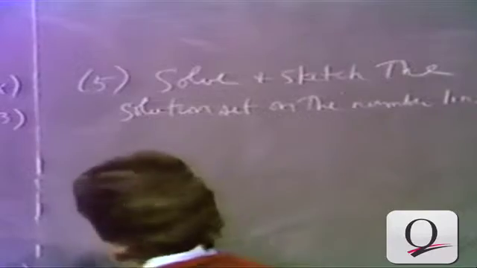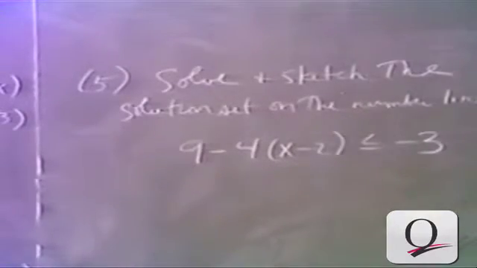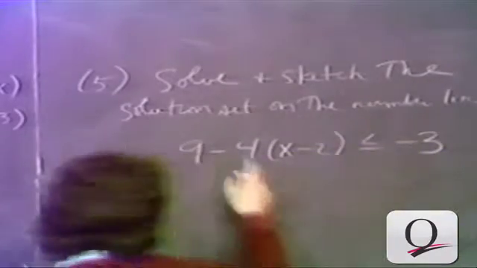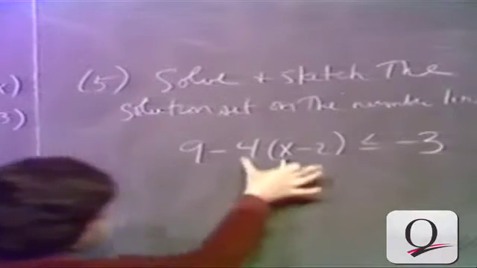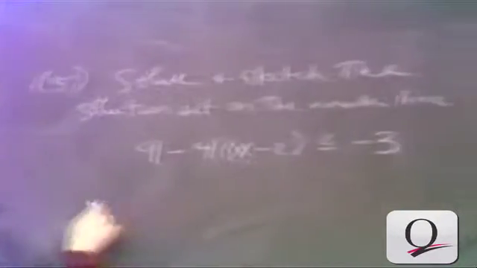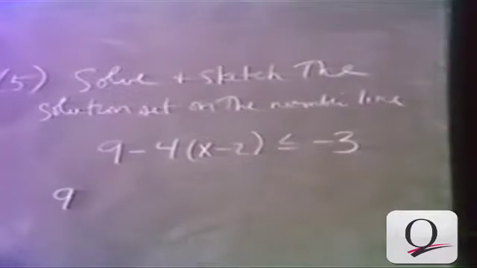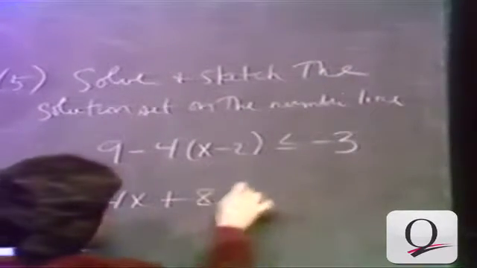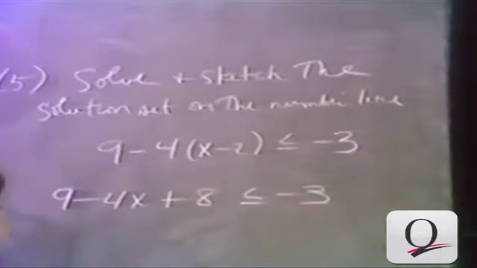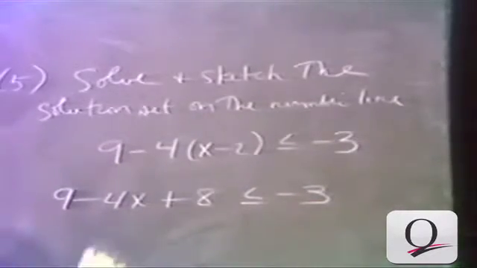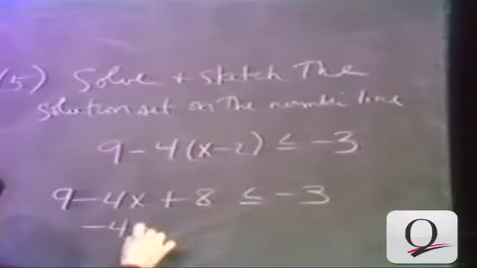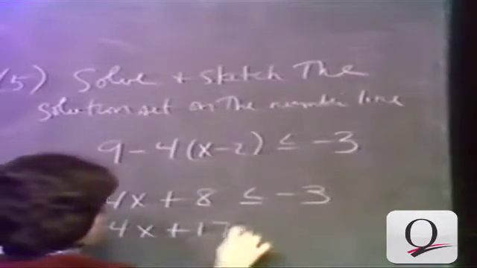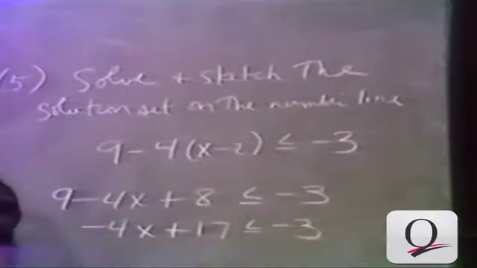And we have the following inequality. We do not jump in and make 9 minus 4, 5. We realize that order of operations tells us this multiplication comes first. So we have 9. Now distribute the minus 4 through the parentheses. Minus 4x plus 8 less than or equal to minus 3. That gives us, combining the constant terms, minus 4x plus 17 less than or equal to minus 3.